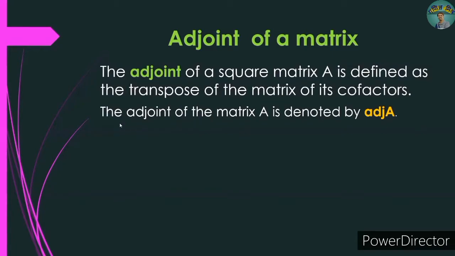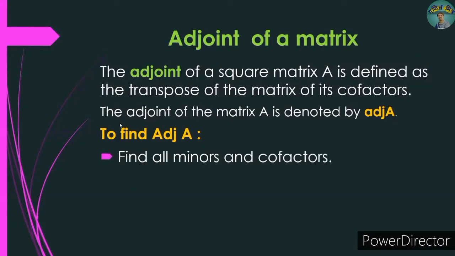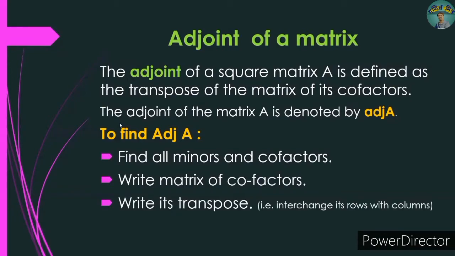Now to find adjoint A, we are going to follow these steps. First of all, find all minors and cofactors. Then write down the matrix of cofactors and then write its transpose. What is the transpose of a matrix? Transpose means you have to interchange the rows of the matrix with its columns. So write down all rows, horizontal lines, as vertical lines or as columns of that matrix. You will get its transpose.